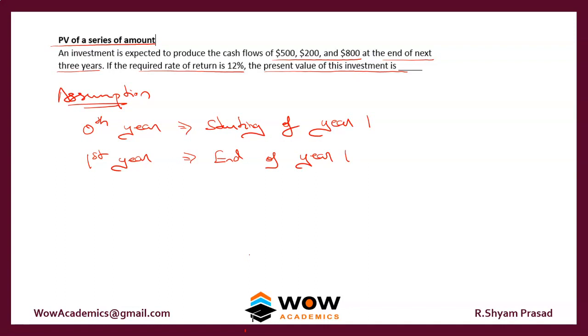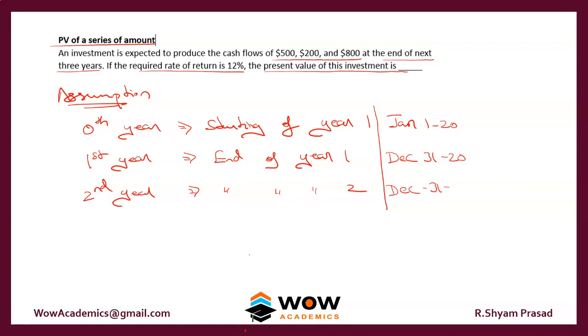So the same logic keeps on continuing. For the second year, it is nothing but the end of year 2. So if you assume this to be January 1st of year 20, this is going to be December 31st of year 20. This is going to be December 31st of year 21. So that's how it keeps on rolling. So if they say first year, it is always the first year end.